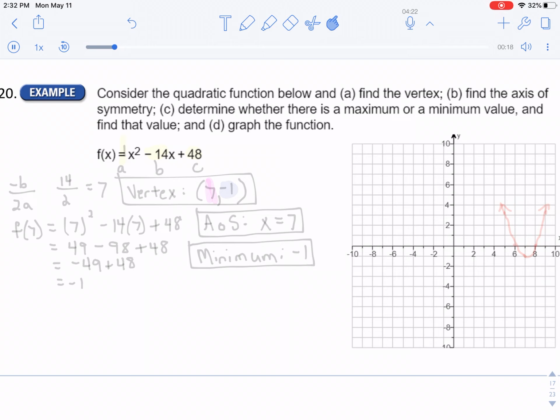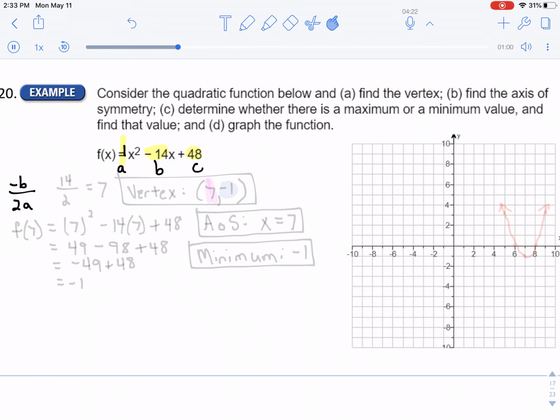All right, so let's start with the vertex. To find the vertex of a quadratic function, you use the little formula, negative b over 2a. Now in this problem, the a is the number in front of the x squared, which is a 1. So that's the a. The b is the number in front of the x, which in this case is a negative 14. That's b. And of course, if we were actually doing the quadratic formula, the 48, the constant, would be the c. We don't need that for this, but just to let you know.